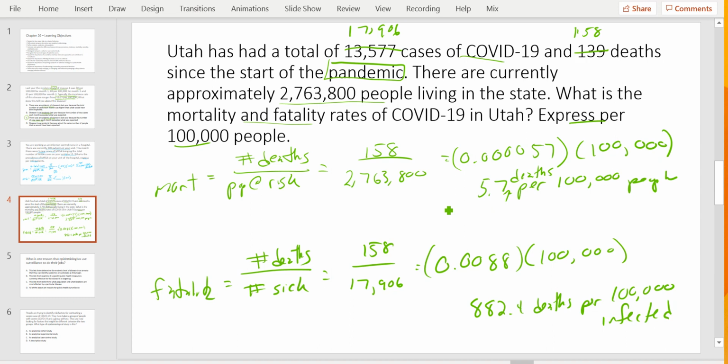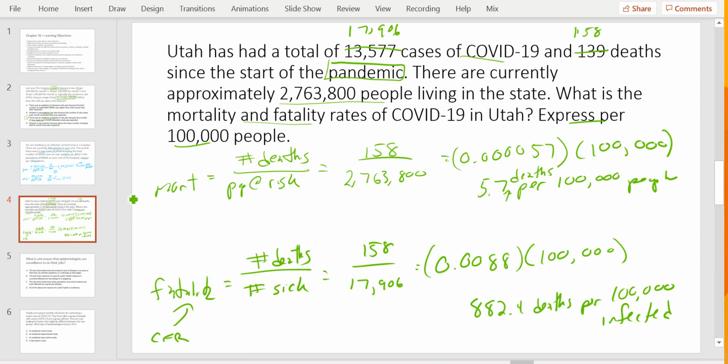Fatality says that if we've gotten 100,000 infected people, we can expect 882 deaths from the disease. Okay, this is if you've been infected. Most of the news is reporting it right. So most of the news, you'll hear them talking about case fatality rates. Okay, that's what these are. So if you see anything that says CFR, that's your case fatality rate.